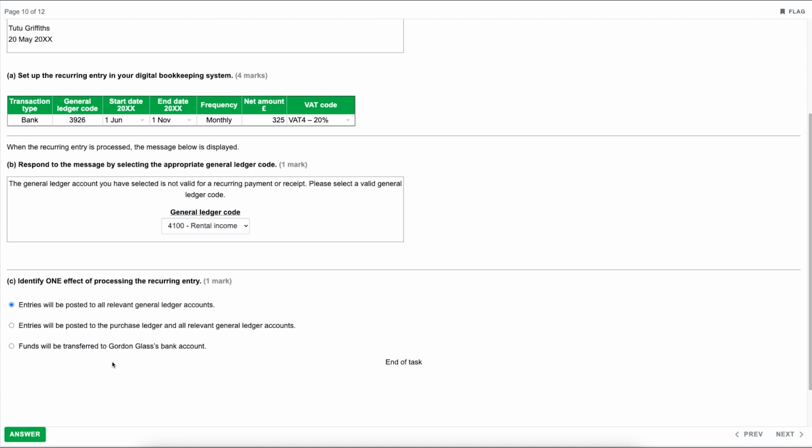And then the last one, funds will be transferred to Gordon Glass's bank account. Again, it's income. So Gordon Glass will be the one that is paying our business. So we're definitely not going to be paying them anything. They're the ones renting out the office space. So that would also be incorrect.